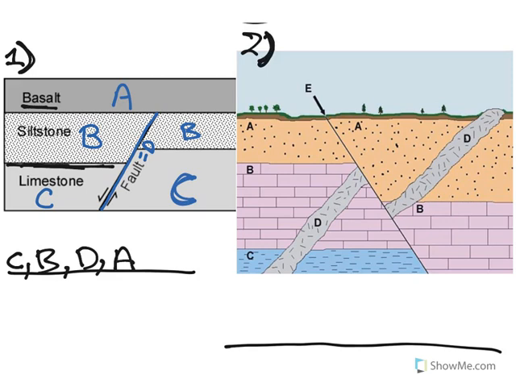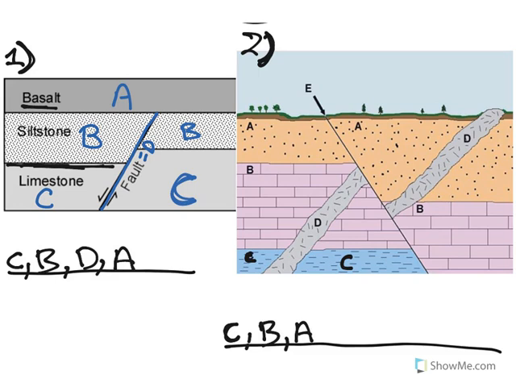Again, due to the law of superposition, layer C is at the bottom. It is the oldest layer, right? C is down here. This is also C. Everything in blue is C. Following C is layer B. Layer B. Following B, we have layer A.